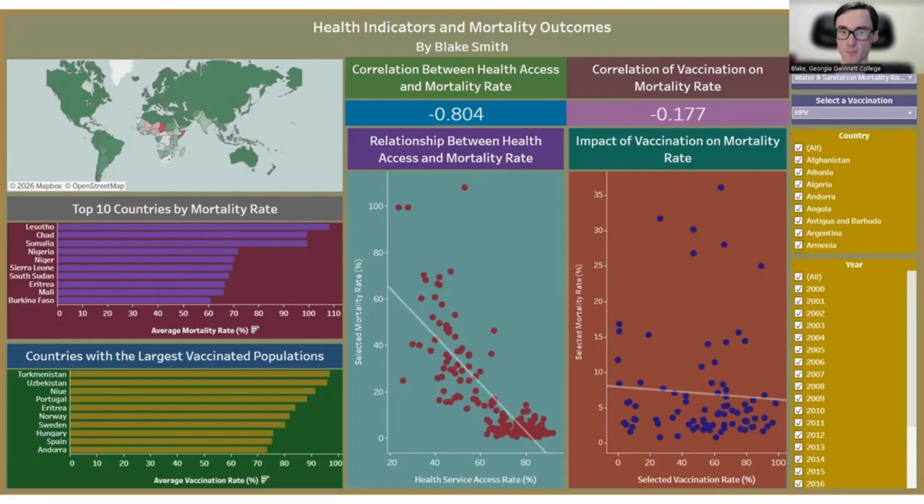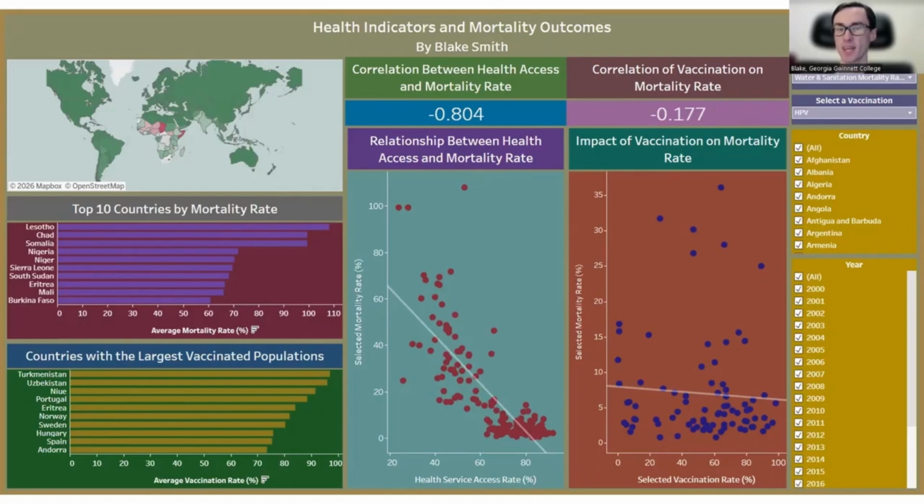Below the map are two bar charts. The first displays the 10 countries with the highest value for the selected mortality rate, while the second displays the top 10 countries with the highest value for the selected vaccination rates. In the center of the dashboard are two scatter plots, and above each scatter plot is the correlation coefficient for the relationship shown below it. The scatter plot on the left examines the relationship between the selected mortality rate and health service access, with the scatter plot on the right examining the relationship between the selected mortality rate and the selected vaccination rate.